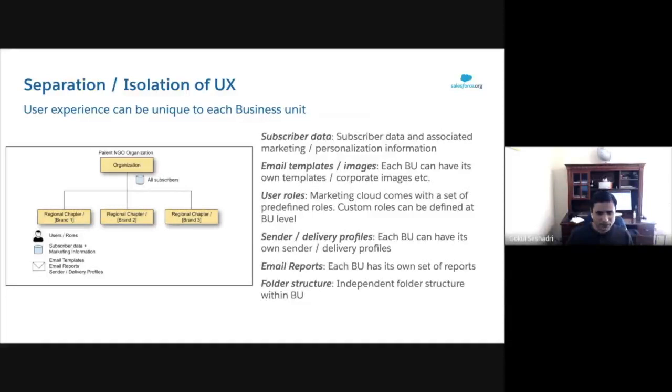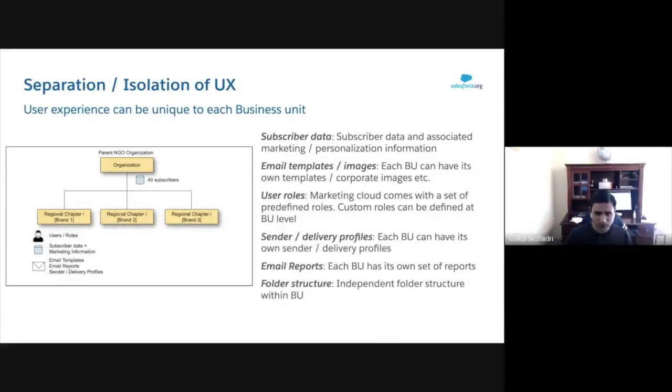The third aspect is around user roles. It's quite possible that you have independent user roles in each of these units, but we wouldn't recommend evolving too many custom roles because then it becomes a management problem. But if business requirements demand, it's quite possible that each of these business units have their own access control mechanisms via user roles. The sender and delivery profiles, which are a very standard feature of Email Studio in Marketing Cloud, can be different across business units.